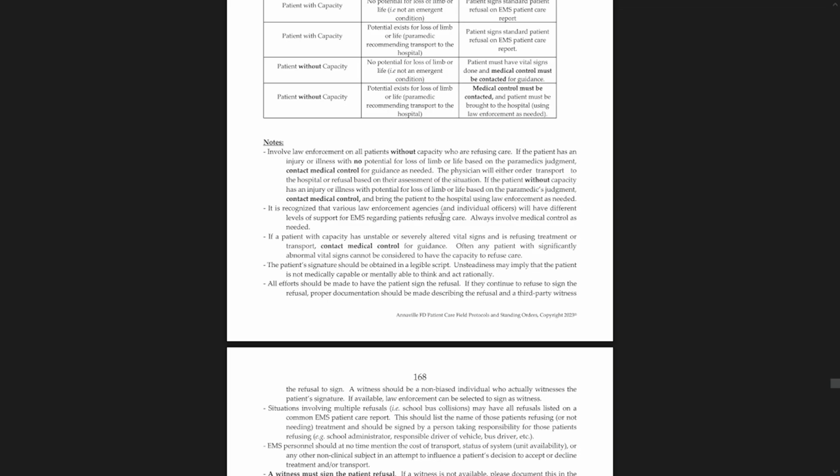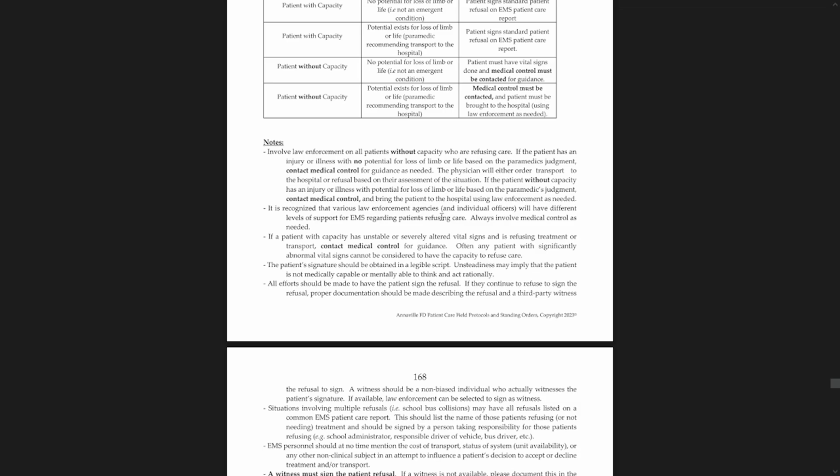If the patient without capacity has an injury or illness with potential loss of limb or potential life injury, based on the paramedic's judgment, contact medical control and bring the patient to the hospital using law enforcement as needed. It is recognized that various law enforcement agencies and individual officers will have different levels of support for EMS regarding patient care refusals. Always involve medical control as needed.